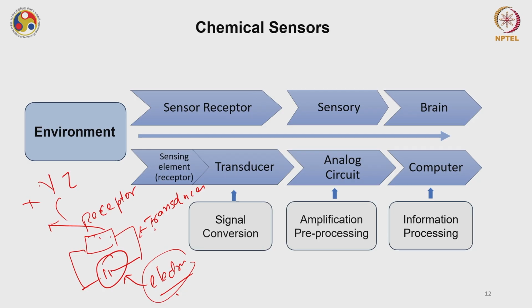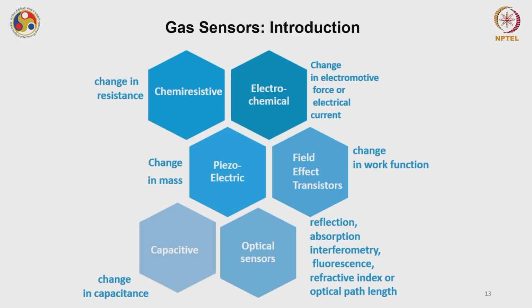So the basic construction of a gas sensor is, you have a sensory element which is called a receptor, then you have a transducer, you have an analog circuit where the amplification and pre-processing happen, and it is sent to a microcontroller where the information is processed.